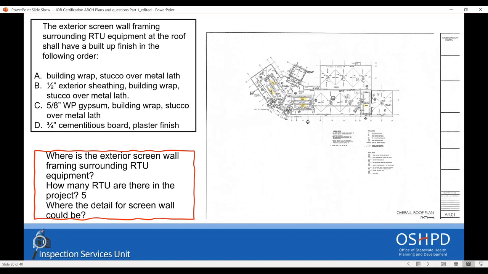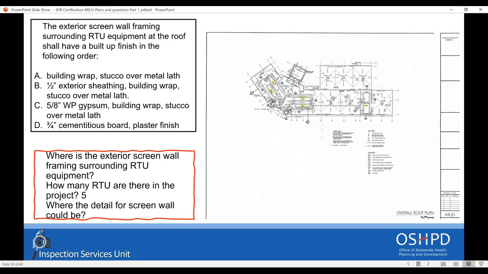This is going to be tough, so stay with me. The question reads: the exterior screen wall framing surrounding RTU equipment at the roof should have a build-up finish in the following order. And you have the four options for the build-up order. If you don't know, RTU is a rooftop air handling unit, and the information could be in the mechanical drawings. But since the question is an architectural question, let's try to find the response in the architectural information.